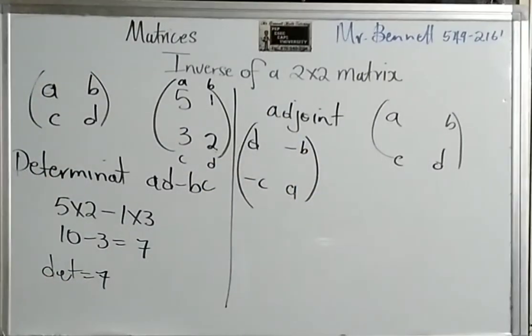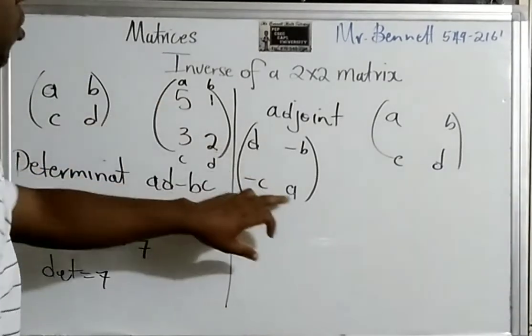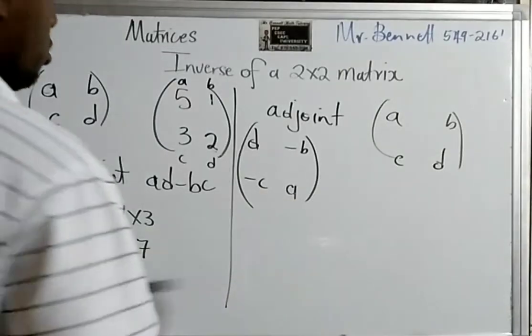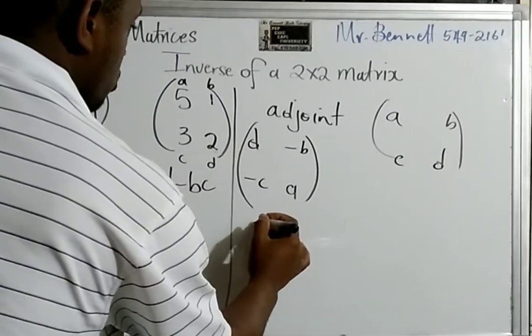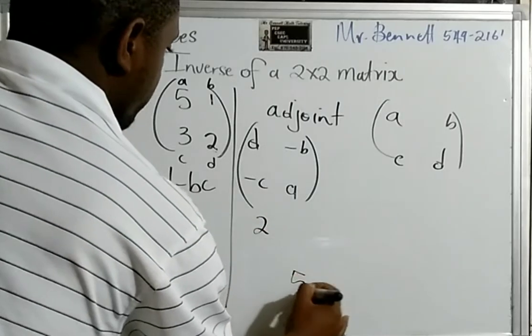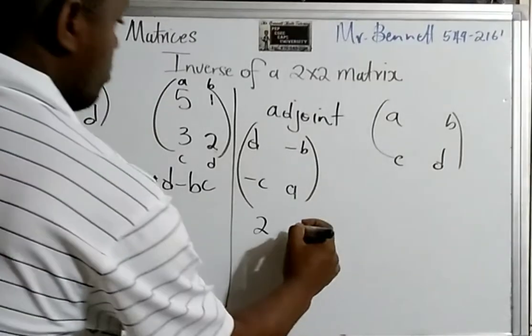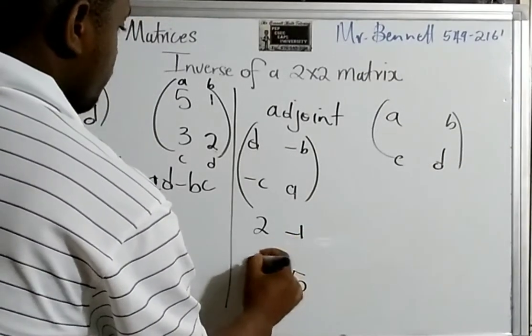So now let us put some numbers and put it in perspective. So 5 goes where 2 was, and 2 goes where 5 was, right? So it will be 2 and 5. And we take the negative of both these numbers, so it will be negative 1, negative 3.